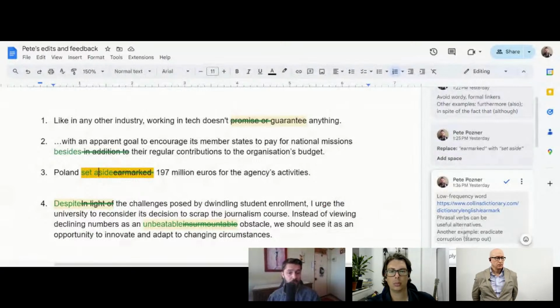For example, the word eradicate is quite formal. Again, if you look that up in the Cambridge Dictionary, it's marked as formal. It's got how many syllables? Four syllables. So instead of saying eradicate corruption, you could say stamp out corruption. So these phrasal verbs can make your writing sound a little less formal, a little more conversational. So, yeah, learning phrasal verbs is definitely going to be helpful.